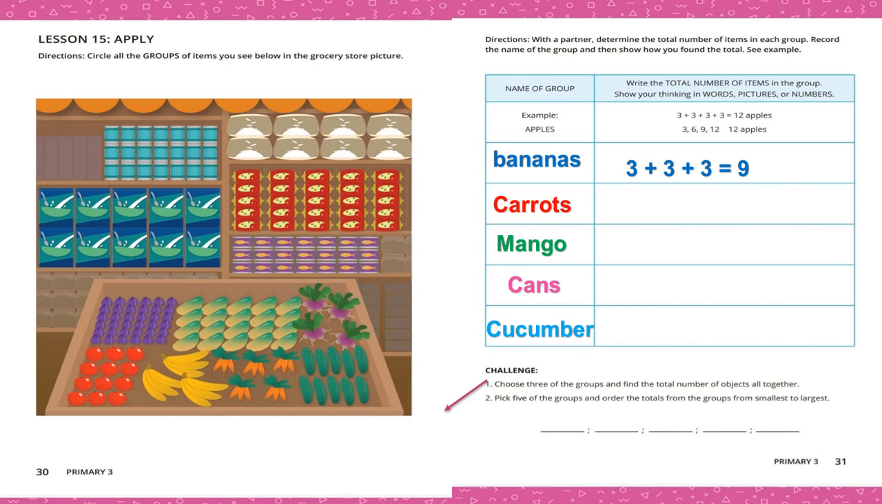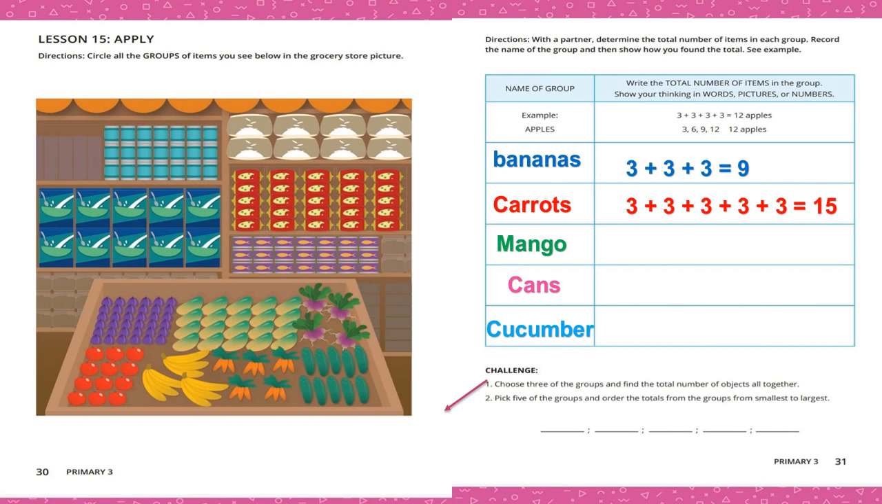Carrots. We have 5 groups of carrots, and each group has 3. Then we add 3 5 times. 3 plus 3 equals 6 plus 3 equals 9 plus 3 equals 12 plus 3 equals 15.